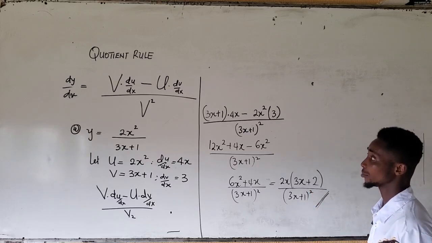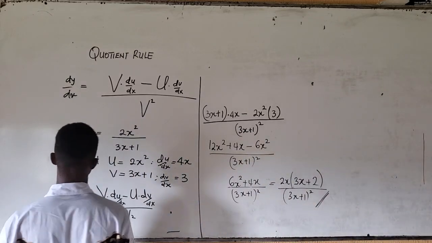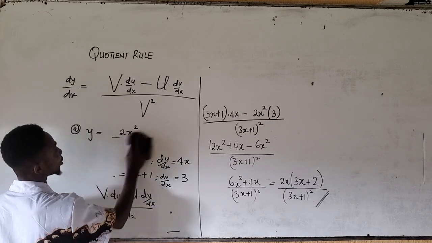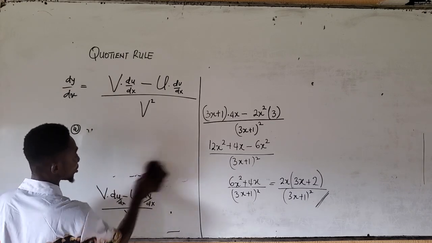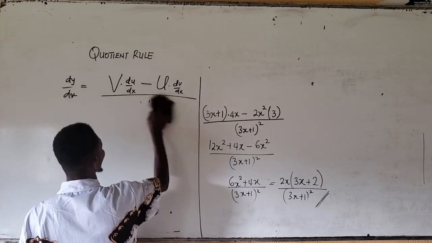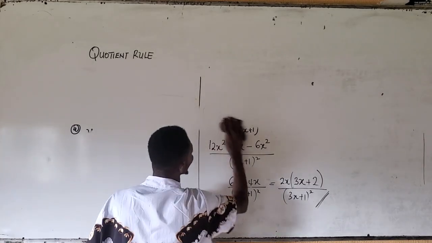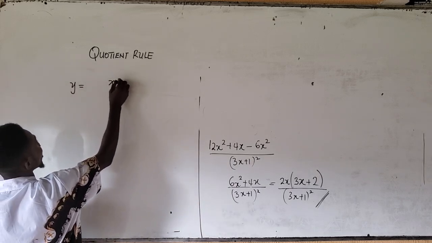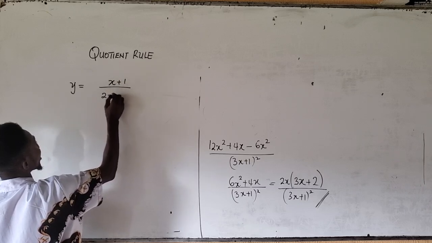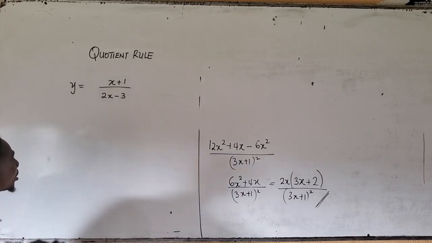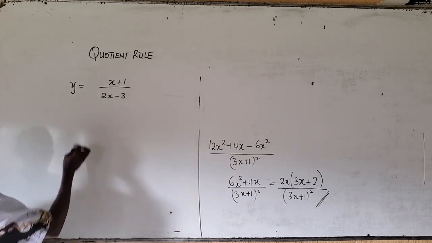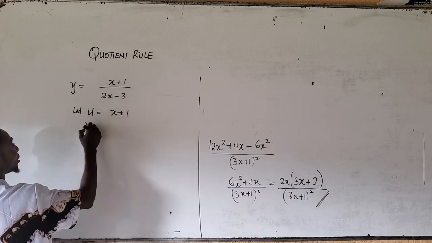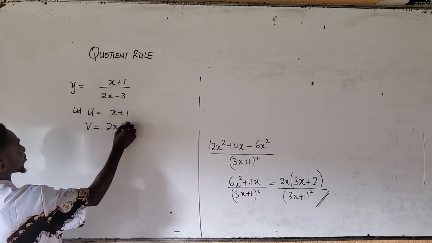So we can also take another example to still buttress our understanding of the quotient rule. Let's see another question. Let's say we have y equal to x plus 1 all over 2x minus 3. So this is two expressions dividing themselves. You say let u equal to the numerator x plus 1, and let v equal to the denominator 2x minus 3.